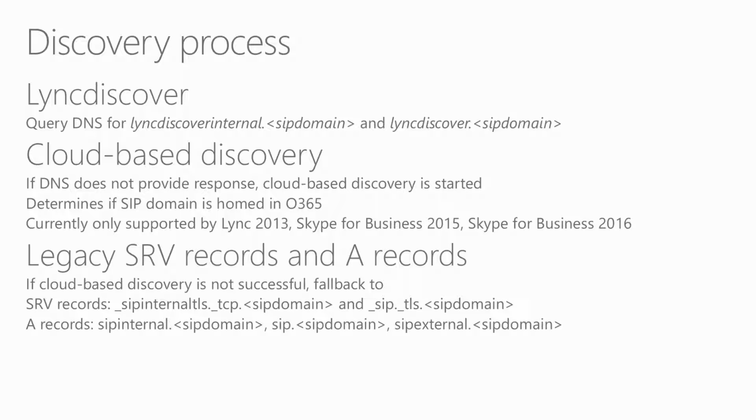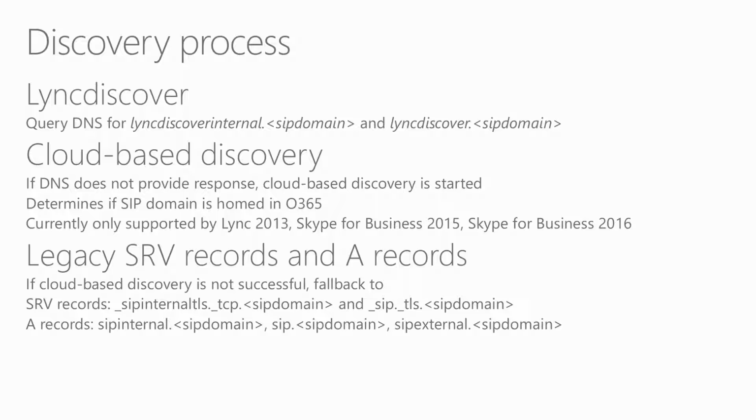However, if these FQDNs are not defined, then we will start something that's called the cloud-based discovery. In the cloud-based discovery, if we don't get a response to the DNS queries for lyncdiscoverinternal and lyncdiscover, after 4 seconds, cloud-based discovery will kick in. And it will attempt to find out if the SIP domain is homed in Office 365. Because if it is, we don't need to look for these specific domain dependent FQDNs. We can just sign in directly against Office 365.